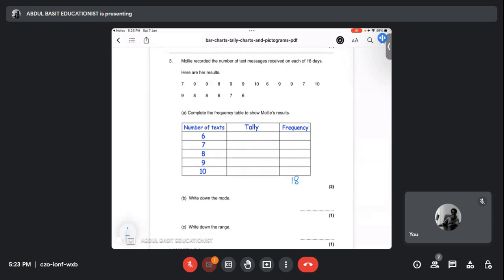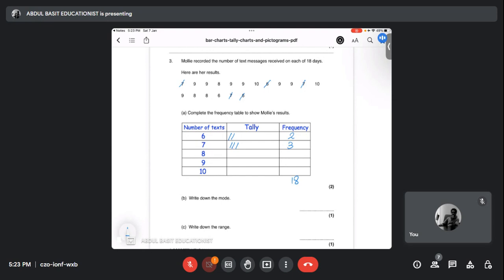Okay. So six. We have to check how many sixes we have. So one and another, two. We have two. Then sevens. So one, two, three. We have three sevens.